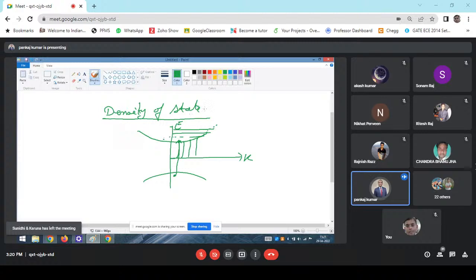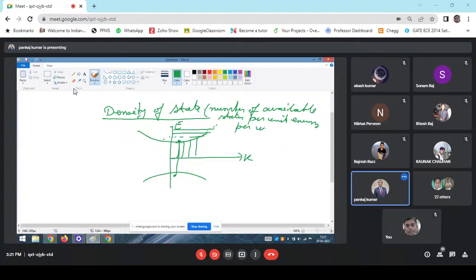So density of states is the number of available states per unit energy per unit volume. So these are constants. These are like NC and NV. You might have used this in the formula. These are also in the range of near about 10 to the power 23 per centimeter cube.